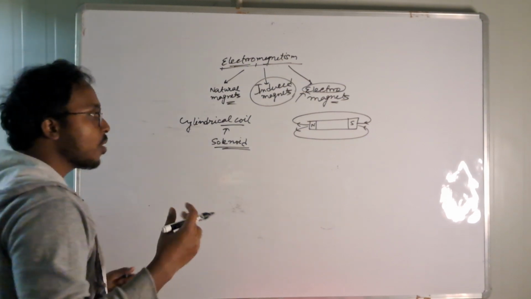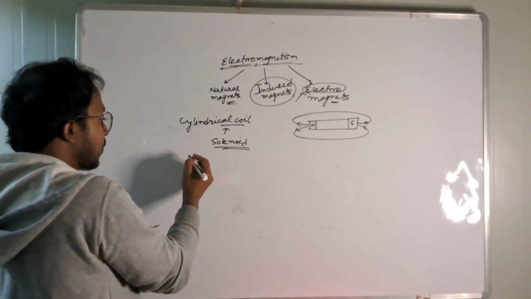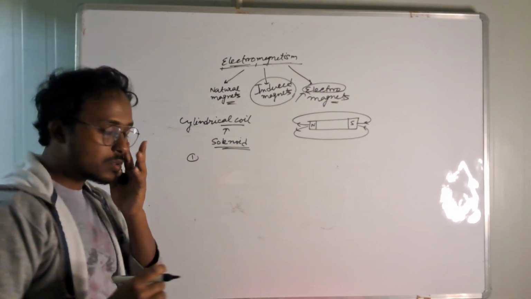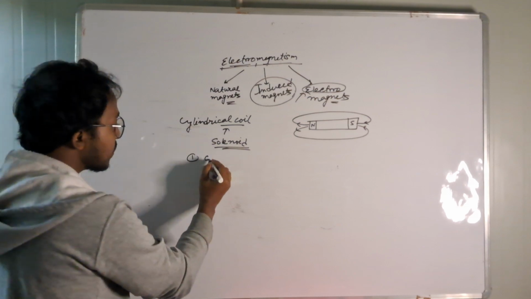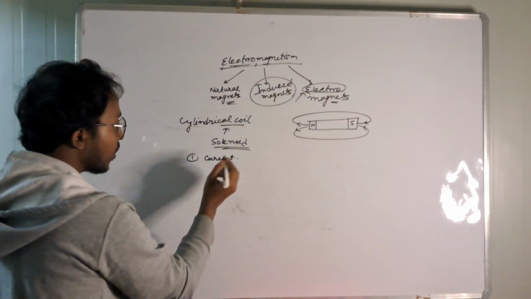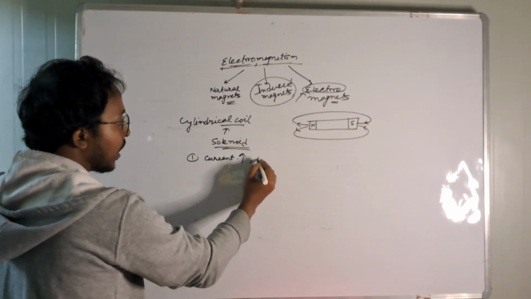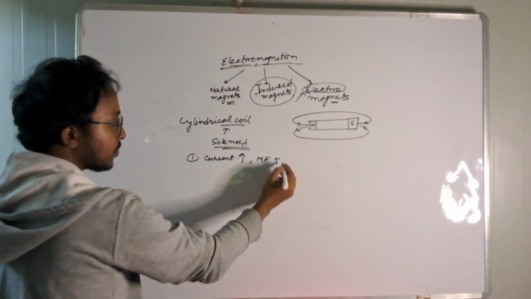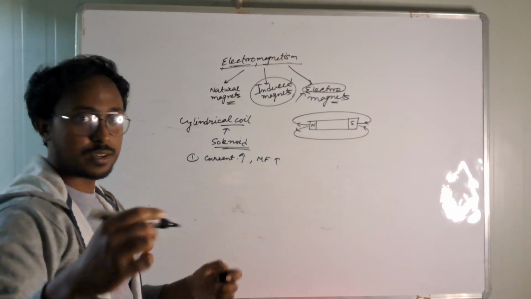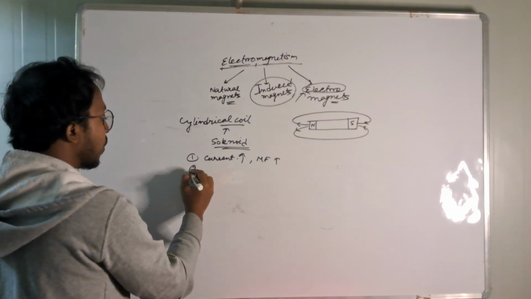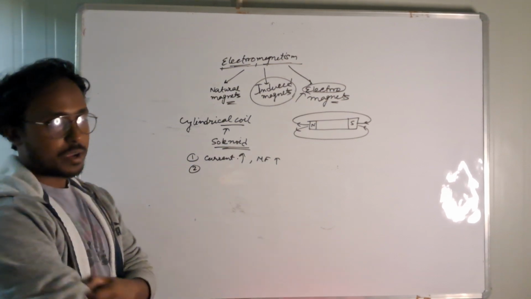If I ask you how we can increase the magnetic field, again from the concept of the previous one, the Oersted experiment, we can increase the current. If I increase the current, the magnetic field will increase, isn't it? I am writing in short, you have to write it in proper way. So one, by increasing the current, we can increase the magnetic field.